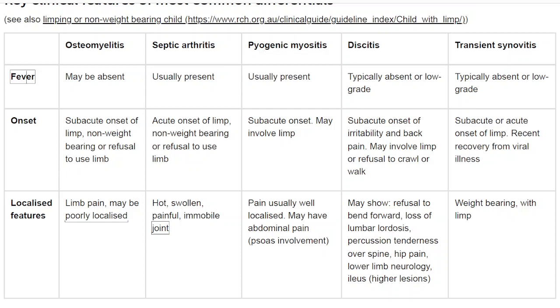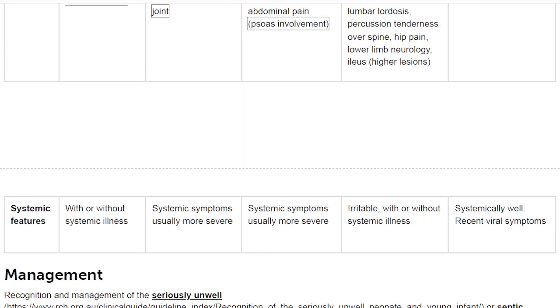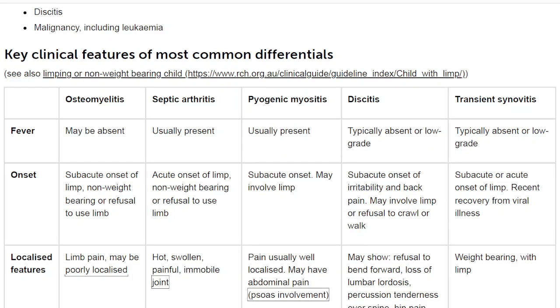Pyogenic myositis. Fever usually present. Onset: subacute onset, may involve limp. Localized features: pain usually well localized, may have abdominal pain with psoas involvement. Systemic features: systemic symptoms, usually more severe.